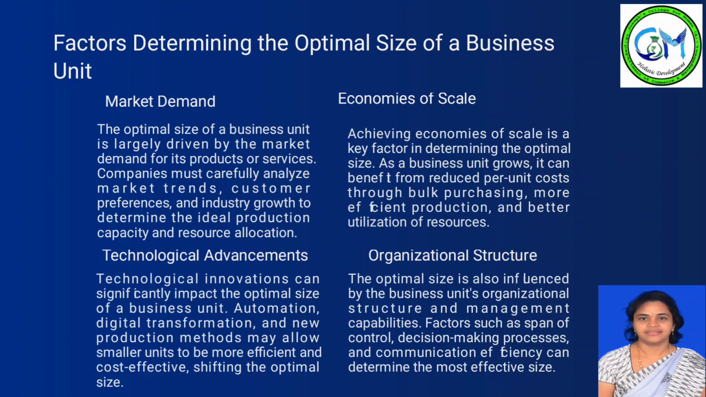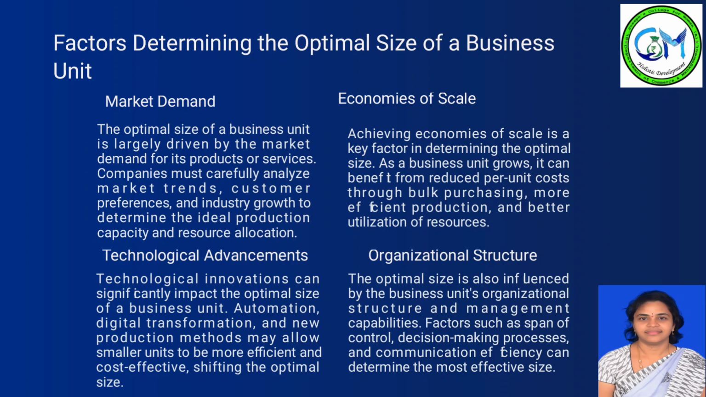its products or services. Companies must carefully analyze market trends, customer preferences, and industry growth to determine the ideal production capacity and resource allocation. Next, economies of scale. Achieving economies of scale is a key factor in determining the optimal size. As a business unit grows, it can benefit from reduced per unit cost through bulk purchasing, more efficient production, and better utilization of resources.